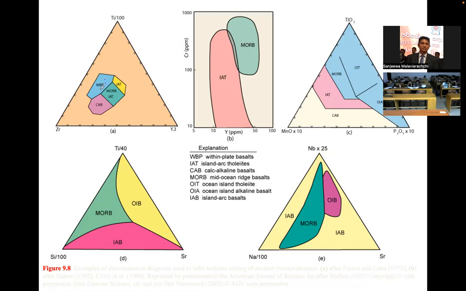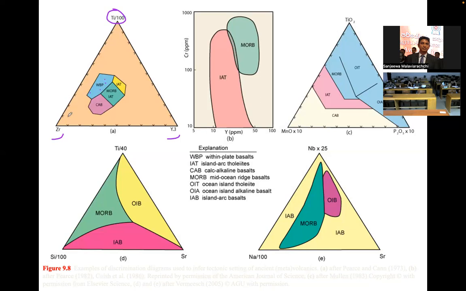I mean, it's very easily applicable for our present day rocks. For example, if your rock plots here, your sample analytical data, for example, here, what is it? Titanium over 100, zirconium, and yttrium times 3. Maybe yttrium over 3, I think. I can't exactly remember. So anyway, this type of diagram is available.